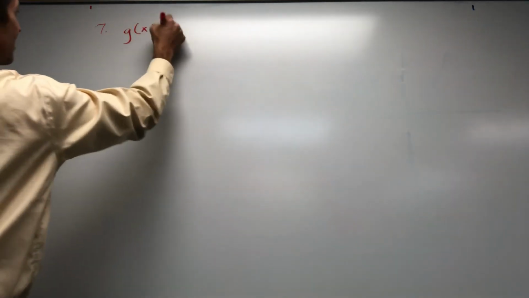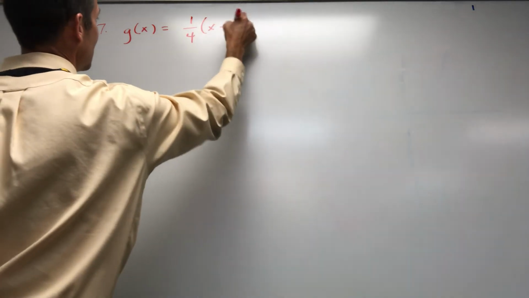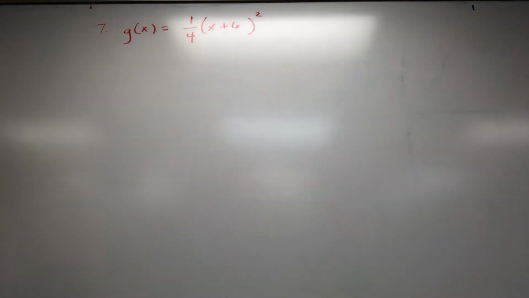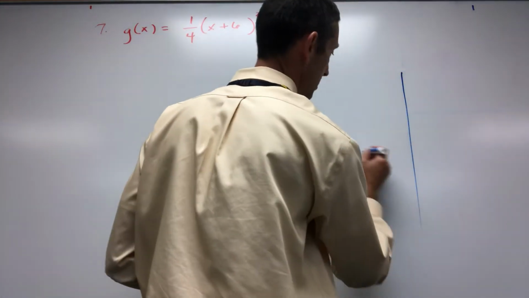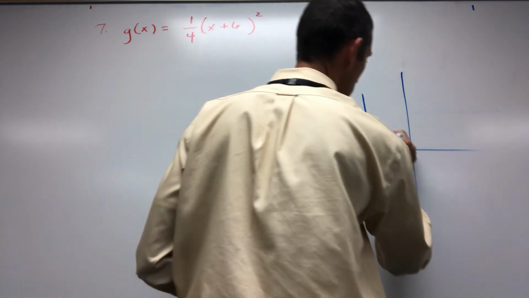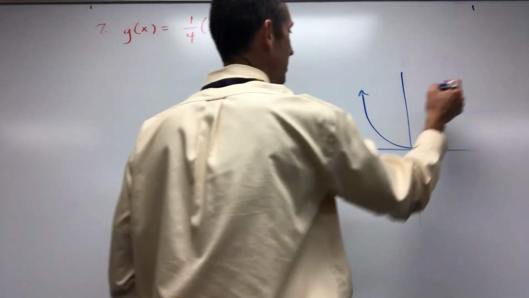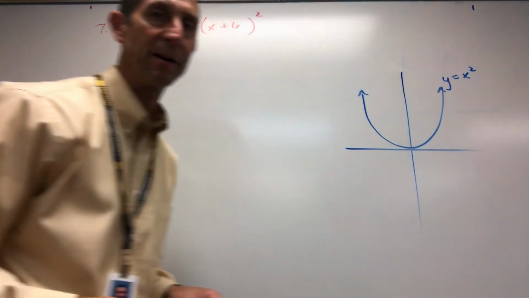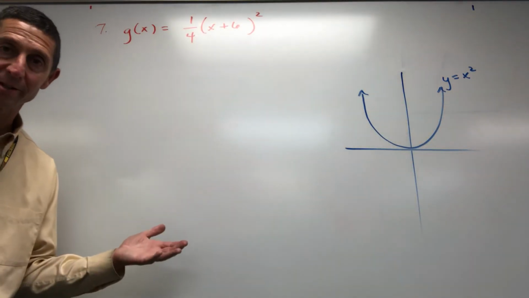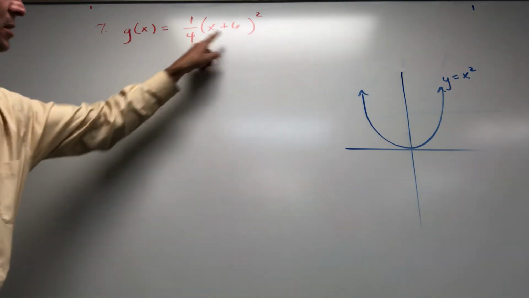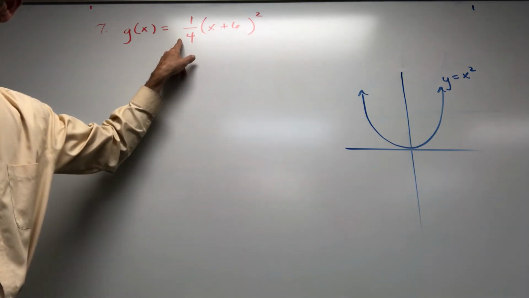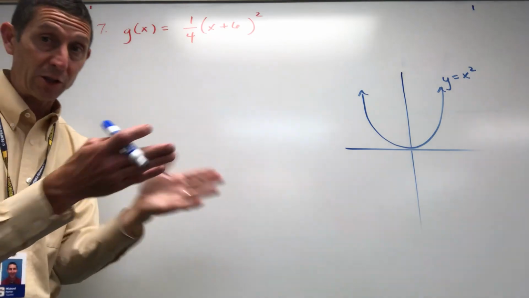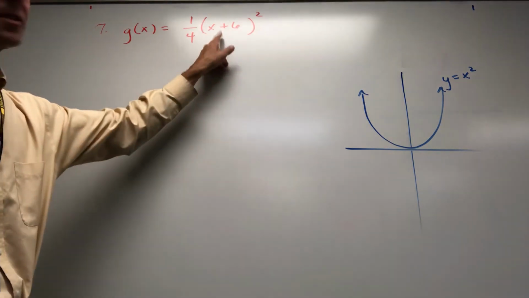All right, number 7, g of x equals 1/4 times the quantity x plus 6 squared. Let's get our parent function down here. Okay, got the parent function in there. All x squareds, all parabolas today. Feeling good about that. We have a couple things that are changing our graph. First off, you've got a 1/4 there. So when you've got a 1/4, that's a shrink. It shrinks it down, it flattens it out. The plus 6 moves it.